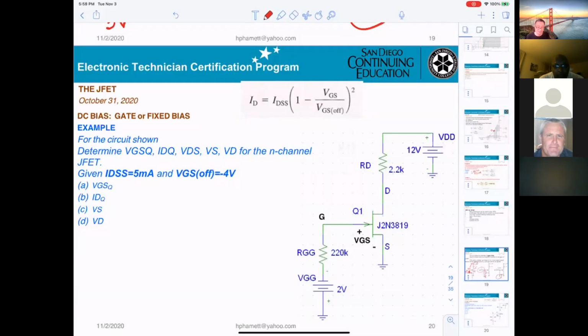On this one, it's easy to get VS. What does VS equal?